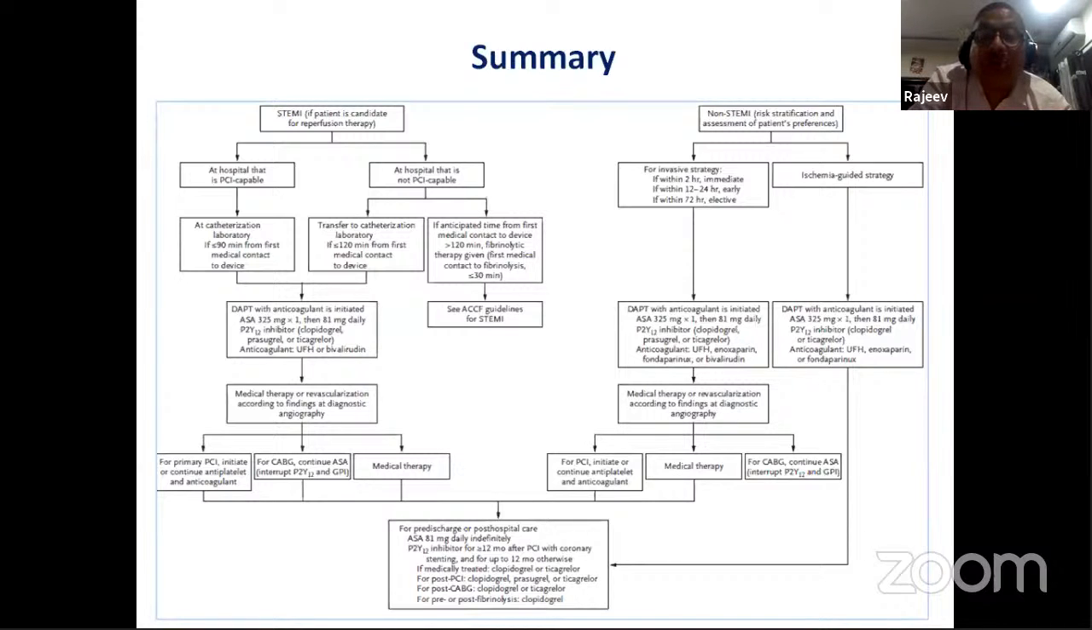Do not switch over anticoagulants from unfractionated to low molecular weight heparin. Then for all pre-discharge patients, they should have aspirin 81 milligrams indefinitely, P2Y12 inhibitors for 12 months if there is no contraindication, beta blockers, then if EF is less than 40, ARBs, ACE inhibitors and aldosterone antagonists, statins for all the patients.